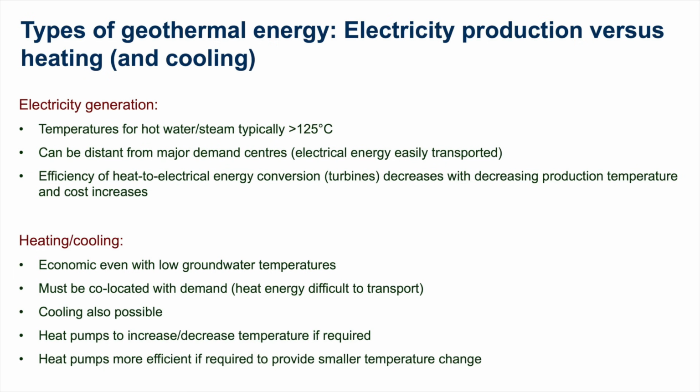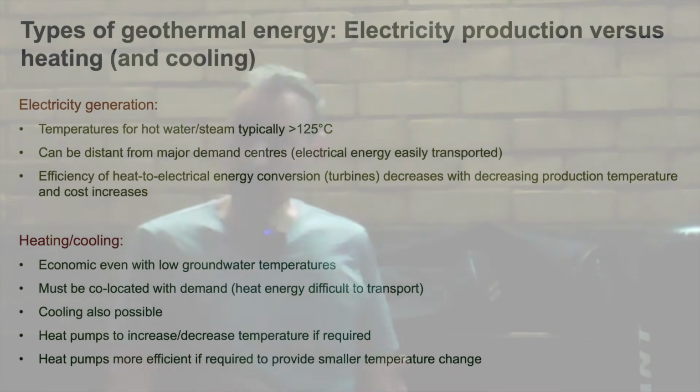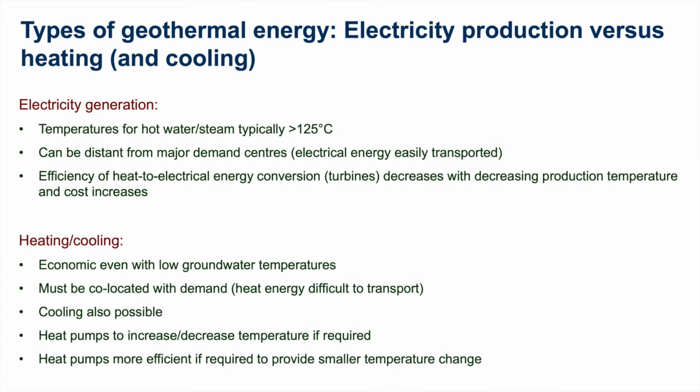So essentially then, if we have nice hot water, typically from deeper reservoirs, we can use geothermal for electricity generation. We can do that almost anywhere because electricity is very easy to transport over long distances. The reason we want that water to be nice and hot is that our turbines are much more efficient when we have much hotter water coming into them. As the water temperature goes down, the turbine efficiency goes down and we can convert less of that heat usefully into electricity. If it gets too cool, now we're really looking at heating and cooling.